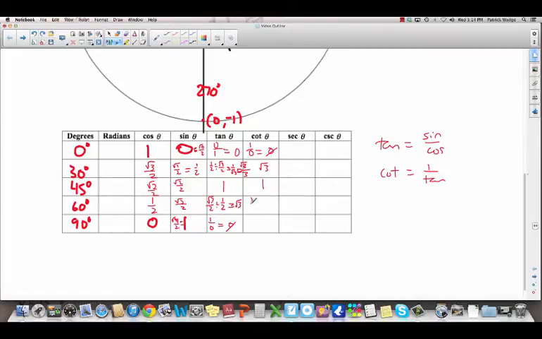Flip root 3, you get 1 over root 3, which is the same as root 3 over 3 if you rationalize the denominator. Flip 1 over 0, you get 0 over 1, or just 0. So much for cotan. How do we get secant?